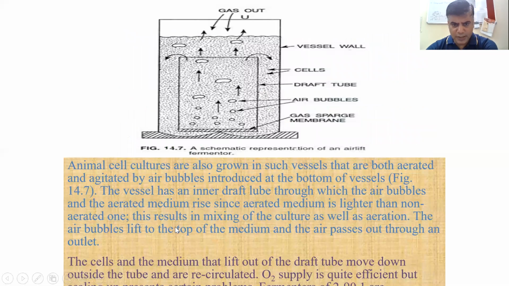There's another fermenter for animal cell culture used in such vessels that are both aerated and agitated by air bubbles introduced at the bottom of the vessel. The cells and the medium that lift out of the draft tube move down outside the tube and are recirculated. So you can find a gas outlet, vessel wall, cells, draft tube, air bubbles, gas sparger membrane. So this is one representation of the airlift fermenter for animal cell cultures.